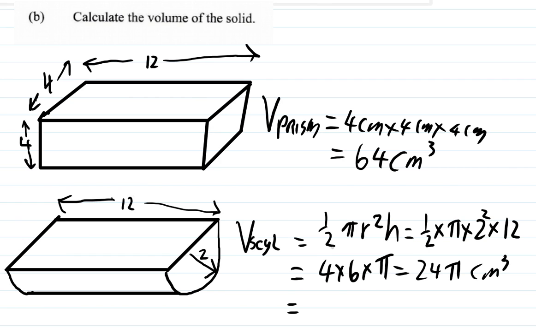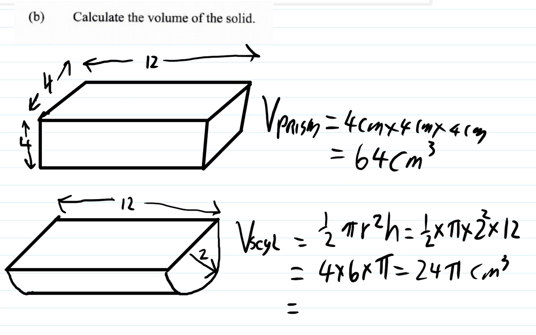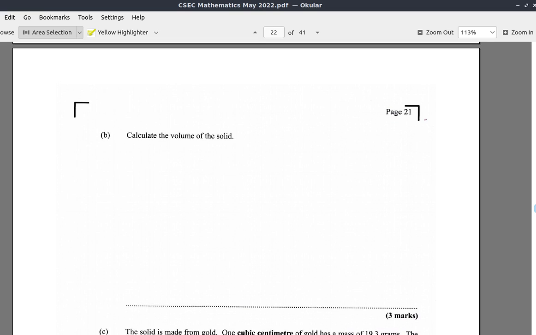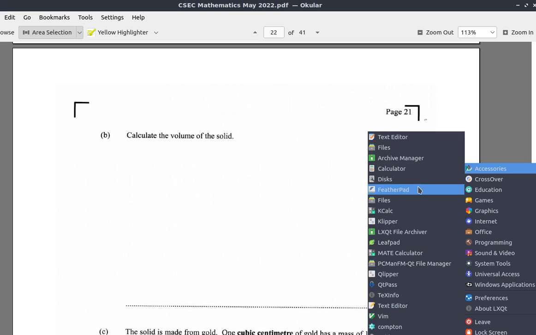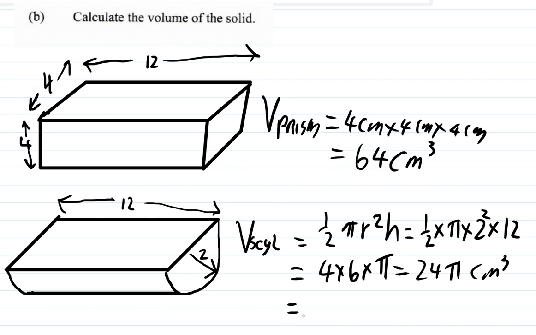And then what you get when you do that, what's it again? 24 pi. So let's see. Calculator. 24 multiplied by pi equals 75.398. I'll keep it to 3 decimal places until I get the answer. So it's 75.398 cm cube, cubic centimeters.